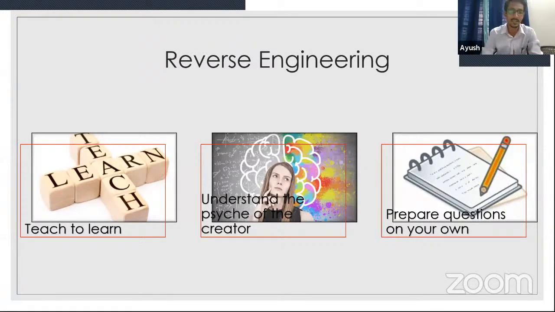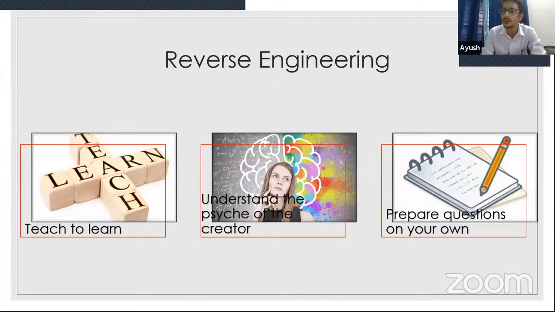What should you do next is prepare questions with your own brains, prepare questions by your own efforts, right? Give it to your partner, whoever is your learning partner. I just told you, you can have a buddy system. So give it to your friend, the same thing your friend will do to you. This will help you understand the psyche of the creator. What it does actually is that whenever a question is asked in an examination, when you prepare a question on your own, you know the psyche of the creator.